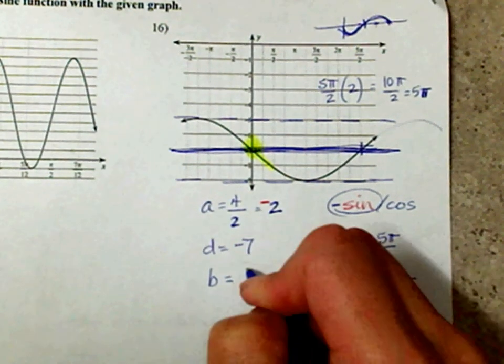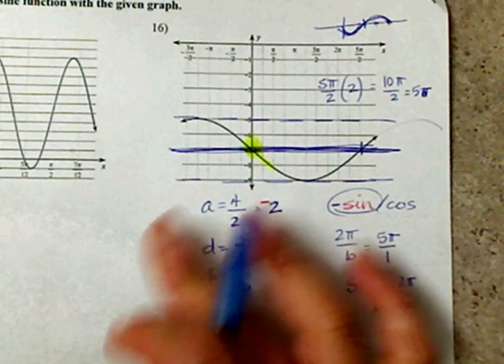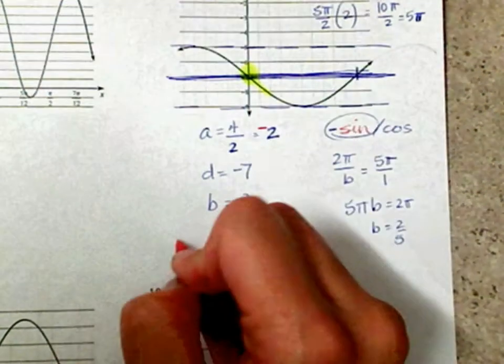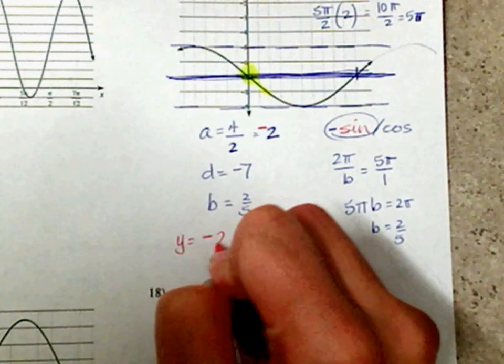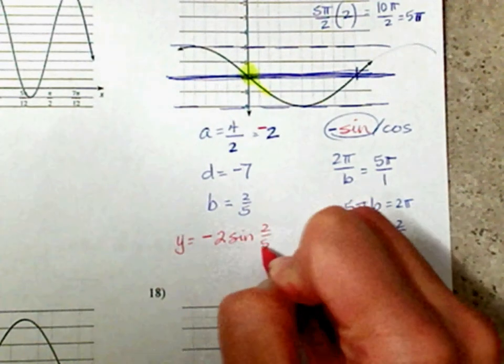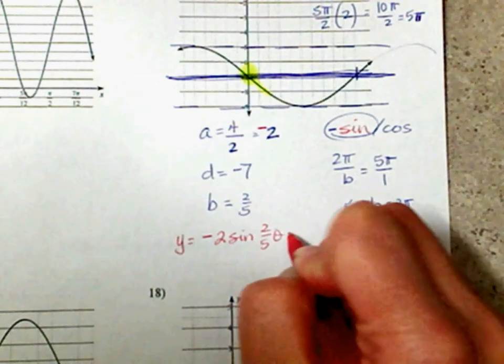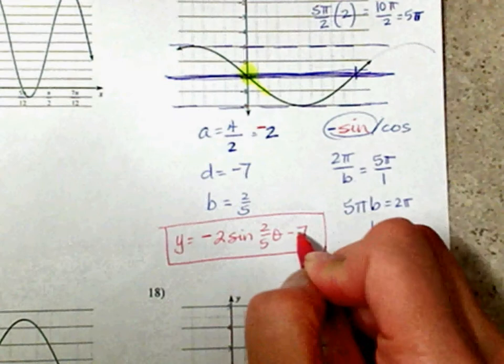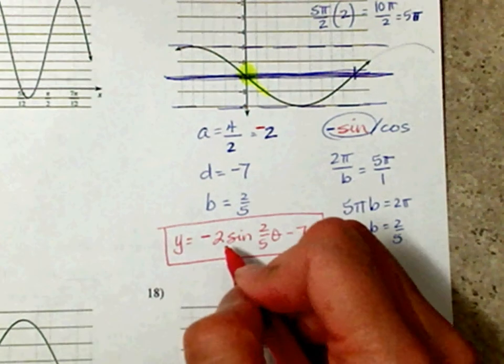Now you can write your equation. Y equal negative a times your sine, b is 2/5 theta minus 7. So you shift it down 7, 2 units up, 2 units down, which is your radius, and 2/5 of a period, you're going to see part of it. Okay?